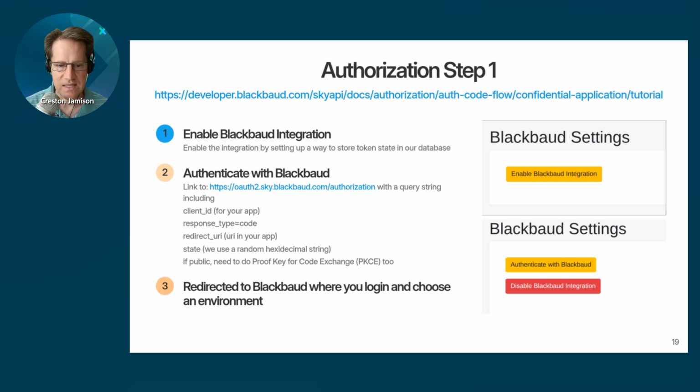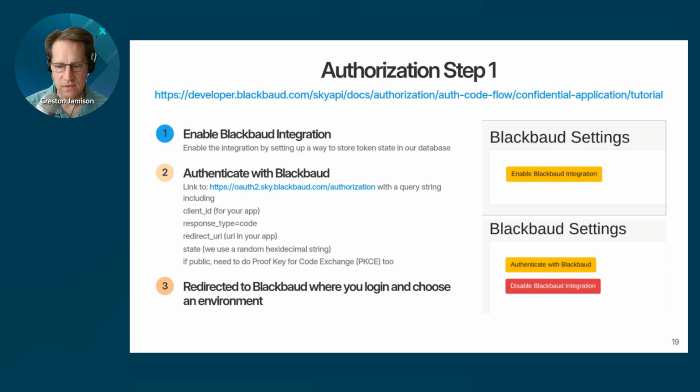And the last thing you need to send is the state. This is a random hexadecimal string that we created. You can define the state however you want to. We used a random hexadecimal string that gets created new for each authorization request. And I should add, if you are doing a public, not confidential, application, you do need to do proof key for code exchange as well.